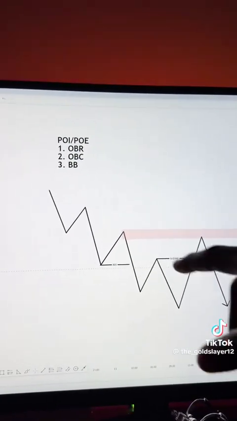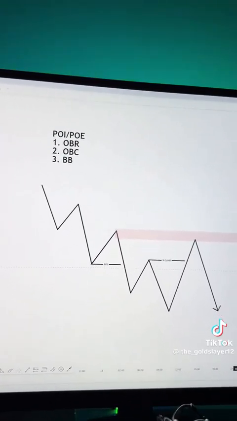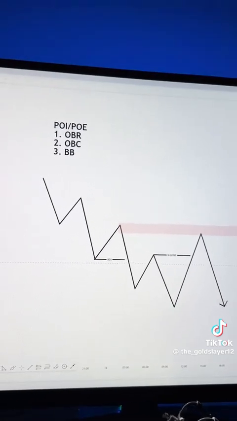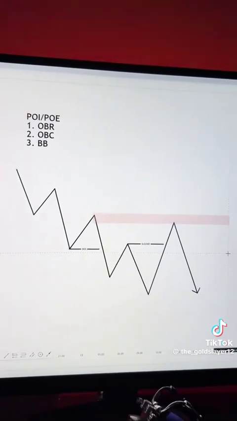Simple entry model, order block continuation entry model, OBC. And now we're moving to the breaker block. Most of you have been asking for this one. The breaker block entry model is the most asked of all, so let's just get straight to it. Let me show you guys how to find your breaker block entry model.